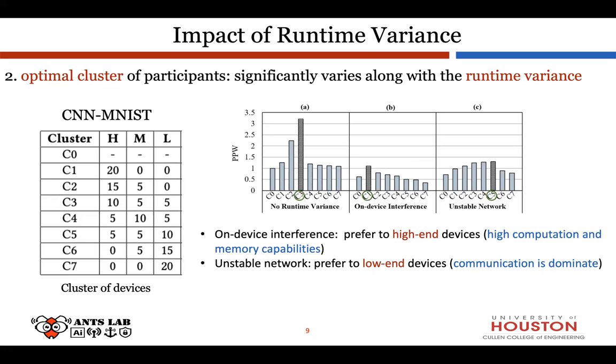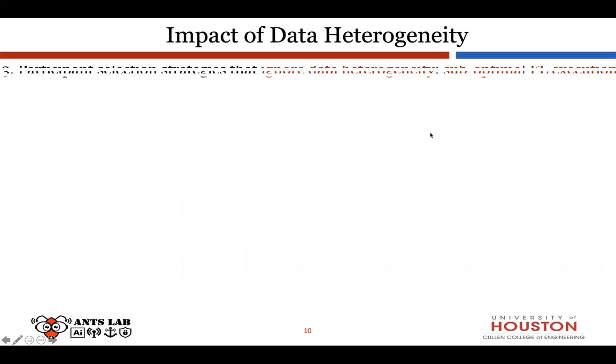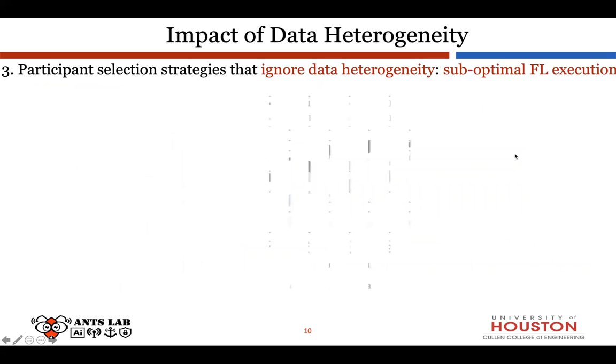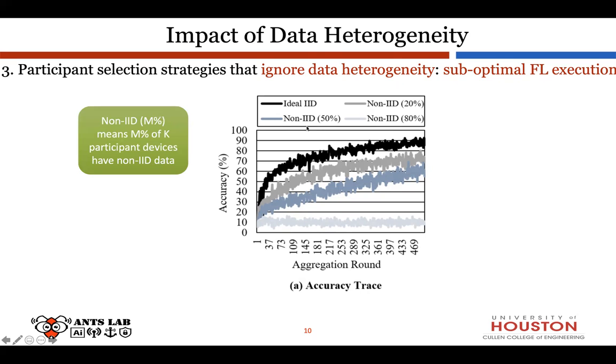Okay, let's move to the third observation, the impact of data heterogeneity. Here, the participant selection strategies that ignore data heterogeneity will lead to suboptimal federated learning execution. This is obvious: with the increasing of the non-IID level, the final accuracy will decrease, and we also need more aggregation runs. Non-IID M% here means M% of the K participant devices have non-IID data. So they consider the data heterogeneity during their training.